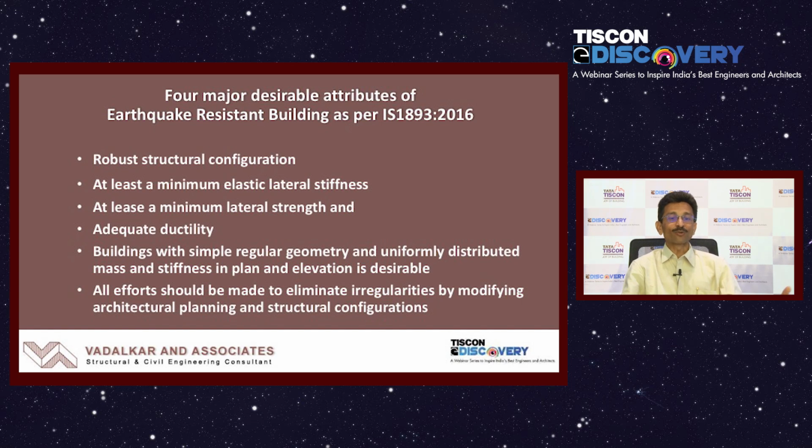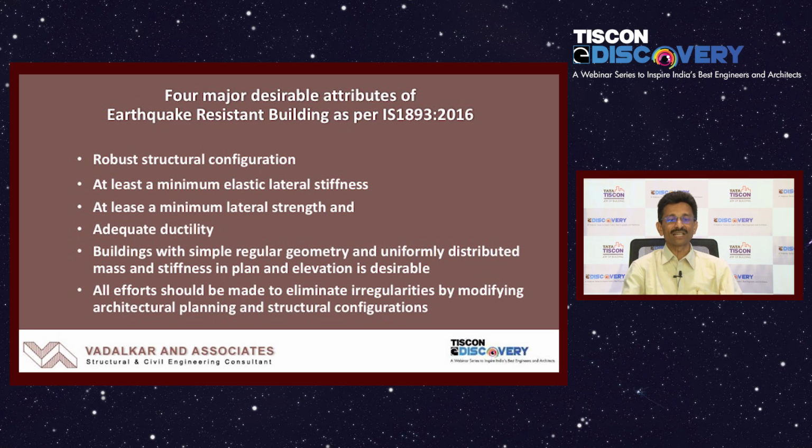So as far as the code is concerned, the code specifies 4 major attributes for a good structure. It says a robust structural configuration is of course desirable, and then you should have at least minimum elastic lateral stiffness for your structure. Similarly, you should have minimum lateral strength for the structure, and you should have adequate ductility. This is, I think, the most important part, because what is ductility exactly? It is the ability of a structure to absorb energy during earthquake events. So this is what is desirable.